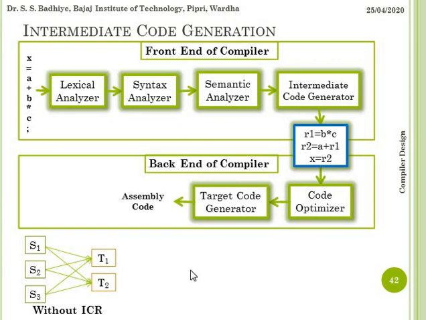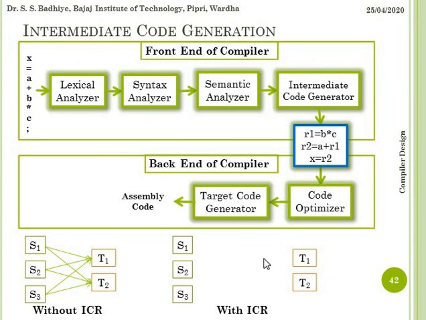So what is the advantage of having intermediate code representation? If we have an intermediate code representation, then you can see the advantage in the same way. Suppose again we have the same three source languages and the same two target languages. Now what we'll do, we'll first convert these three source languages into a common intermediate code representation.